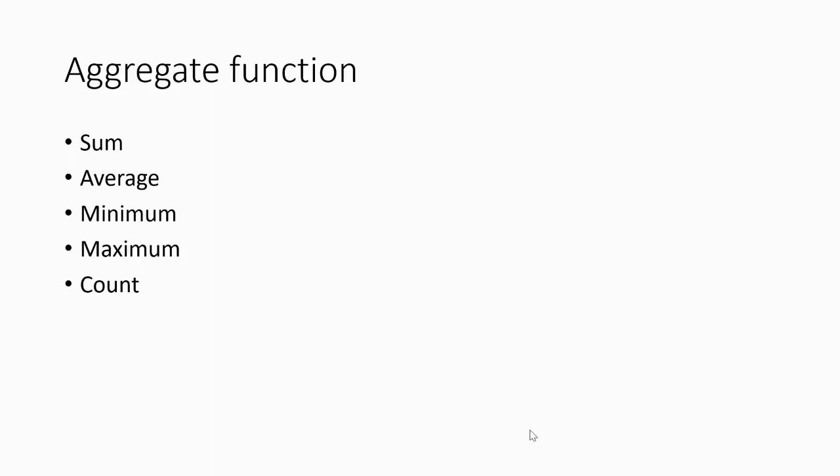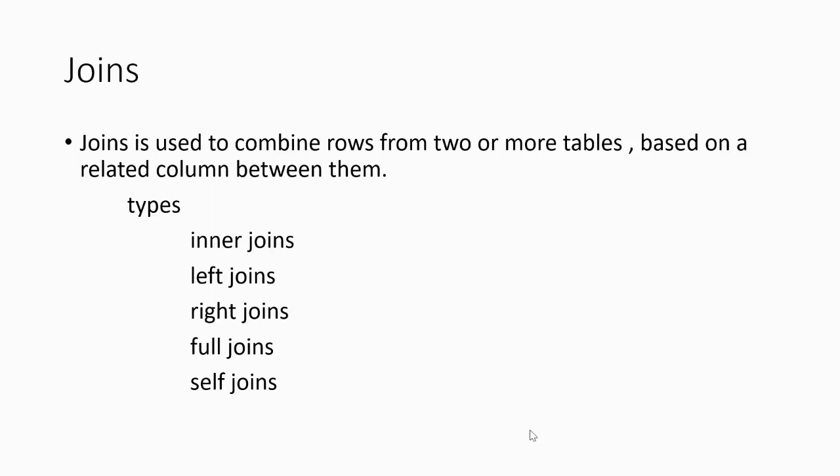The next topic is joins. Joins are a most important concept. Every company will ask about joins, like any two or more joins: inner, left, right, or any other joins. Joins are used to combine rows from two or more tables based on the related columns between them. This is known as a join. They have types: inner join, left join, right join, full join, and self join.